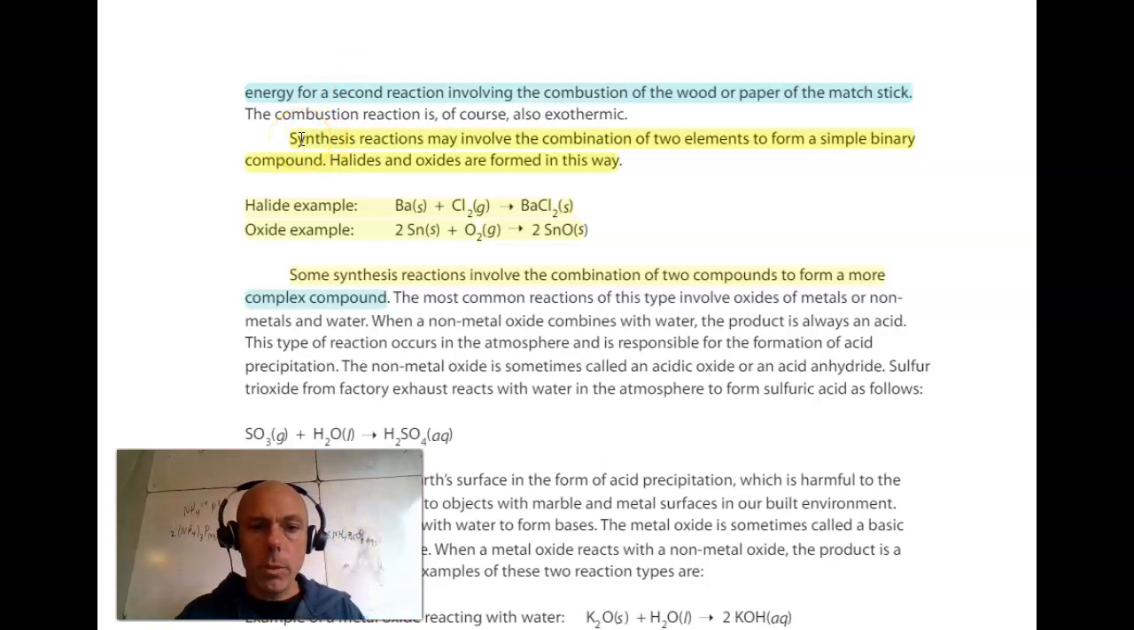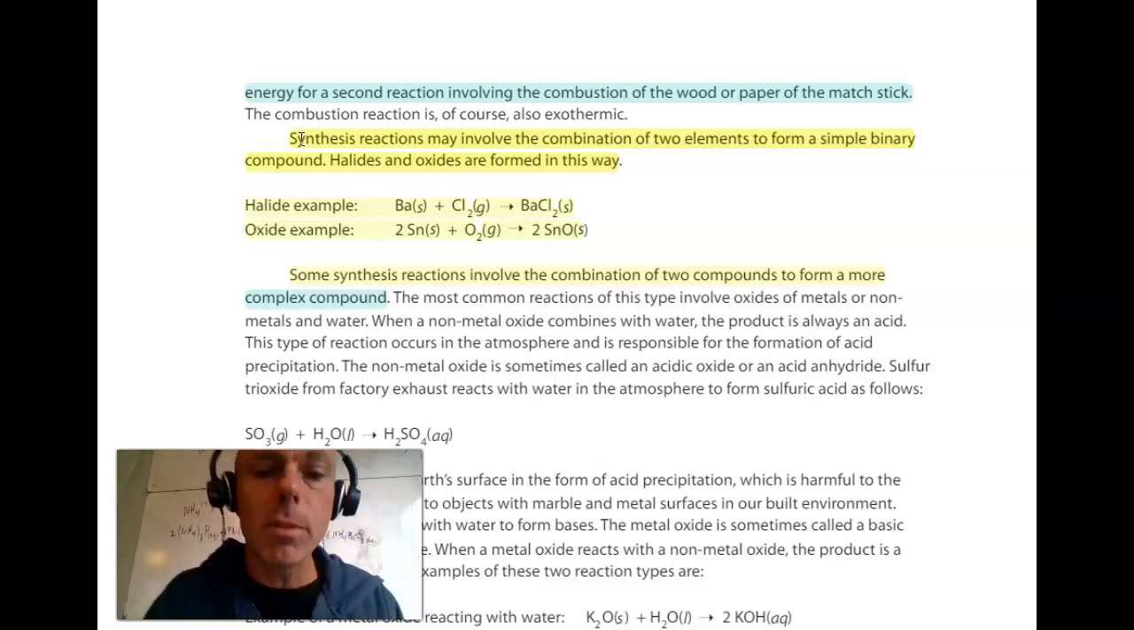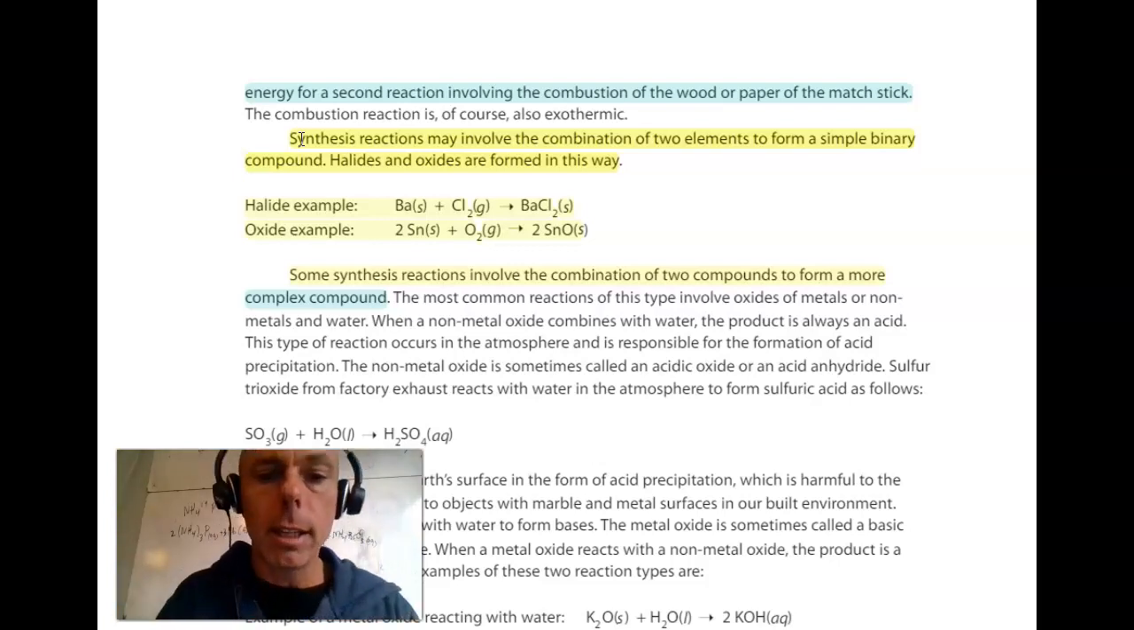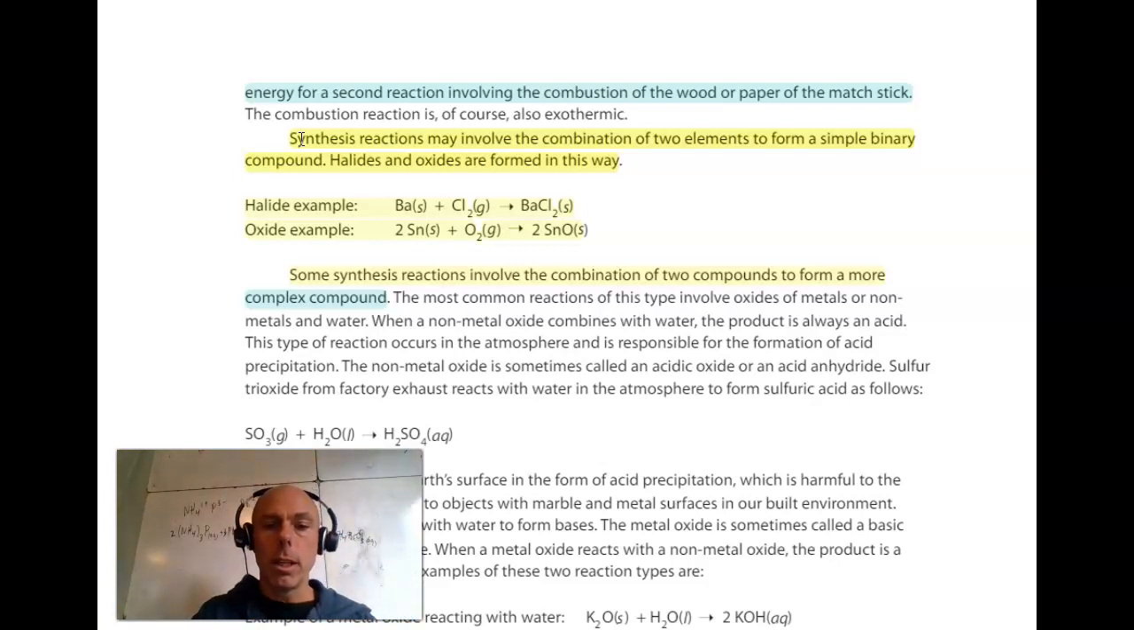Down below this, though, we see that it says synthesis reactions may involve the combination of 2 elements to form a simple binary compound, a compound with just 2 elements in it, the 2 elements that were on the reactant side. This is the most basic type of synthesis reaction. These are the types of synthesis reactions that you will be more likely expected to be able to predict. We'll see in a bit, through this chart that I'll show you later, that there are more complex synthesis reactions, which are less likely to be confronted in this class.